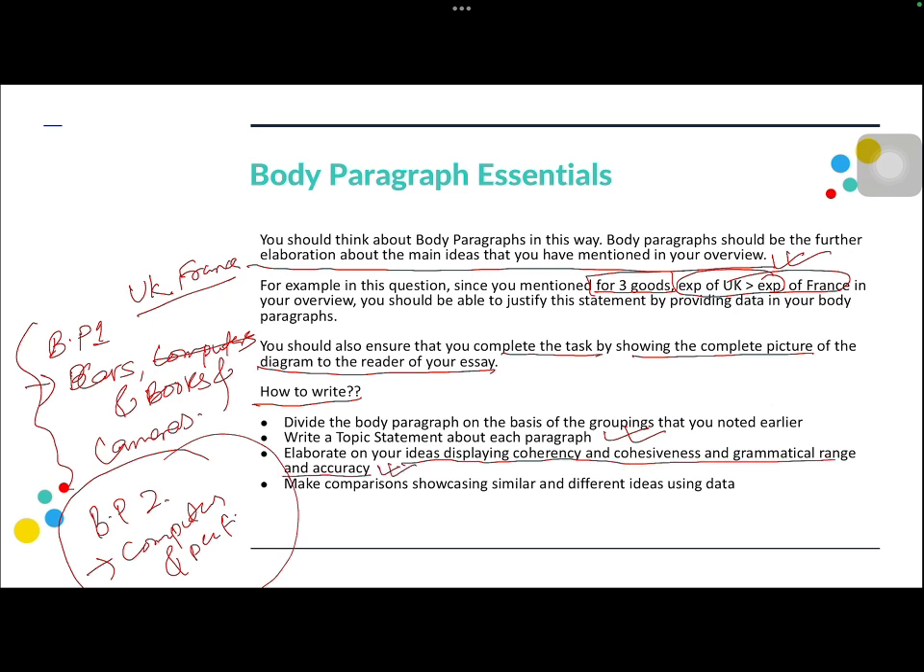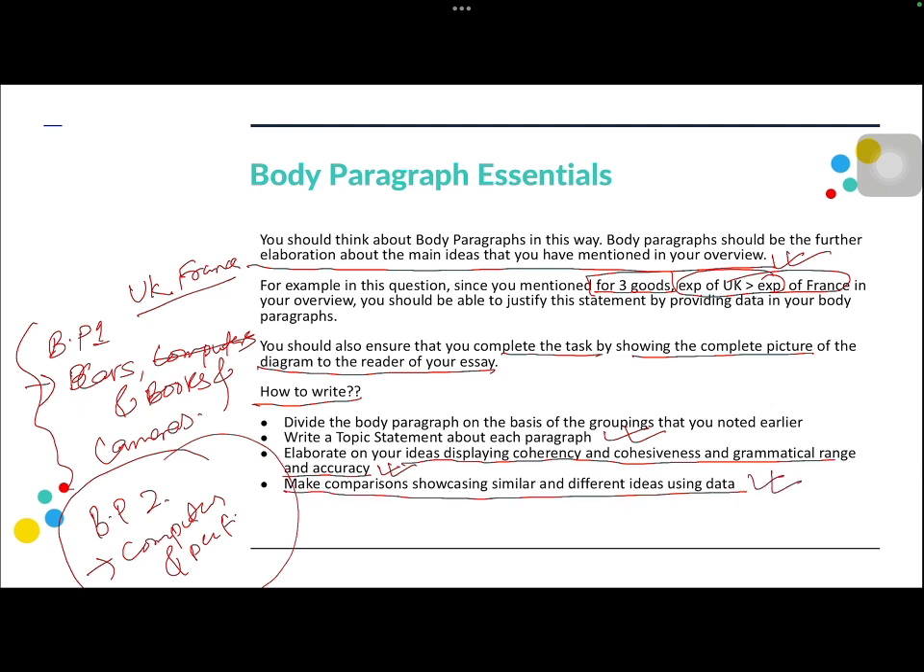Now you have to make sure that you are showing grammatical range, meaning tapaile tense ko awareness athwa tapaile you should also be able to use connectors such as furthermore, moreover. So we'll have a video on that as well. On what are the different kind of connectors that you can use in your body paragraphs, and make comparisons showcasing similar and different ideas using data.